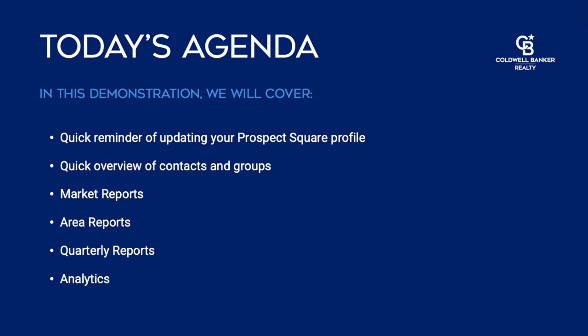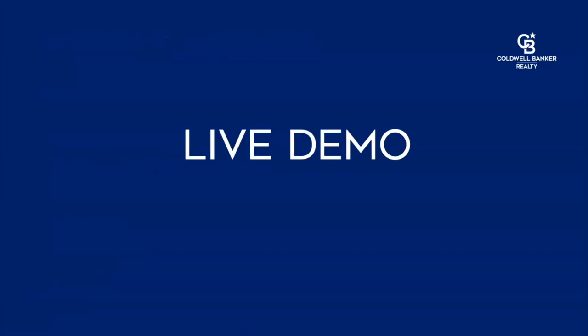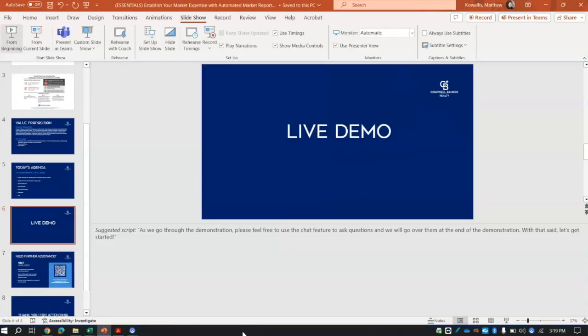The market reports, which are more specific to your particular farms; the area report, which will cover cities and towns on a monthly basis; and then the quarterly reports, which will take a look at the county level after the conclusion of each quarter. We'll also take a look at the analytics, so what we can read from each of these different reports and how they're being opened and received. So with that said, let's hop into Prospect Square.